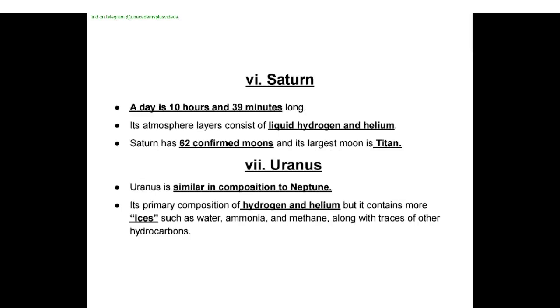Saturn. A day is 10 hours and 39 minutes long. Its atmosphere layers consist of liquid hydrogen and helium. Saturn has 62 confirmed moons and its largest moon is Titan.